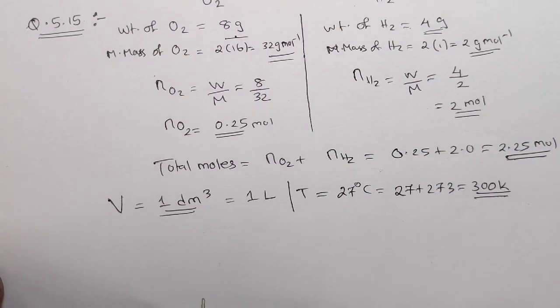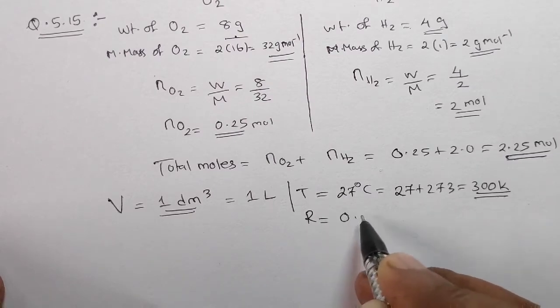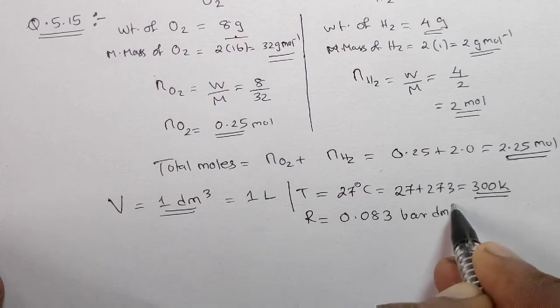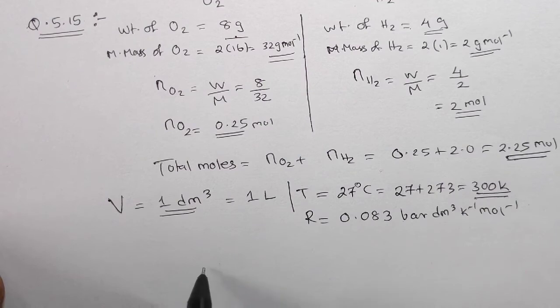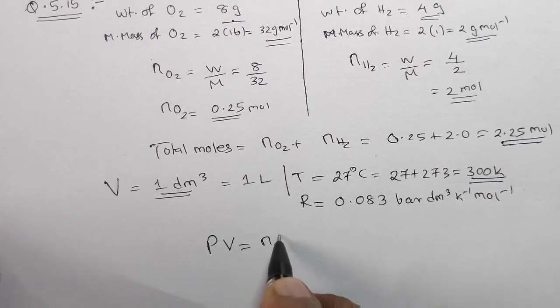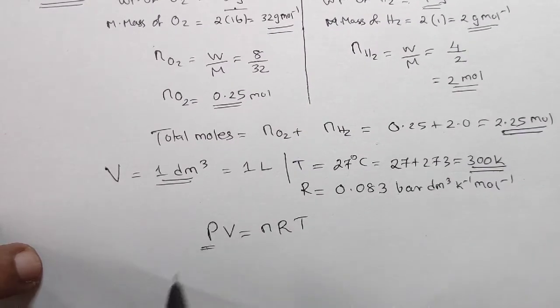Now we have the formula, PV is equal to nRT. R value was also given in your question, 0.083 bar dm cube Kelvin inverse mole inverse, right? So according to the ideal gas equation, if you remember, what is the formula? PV is equal to nRT, right? So what you have to find? You have to find the pressure, right?